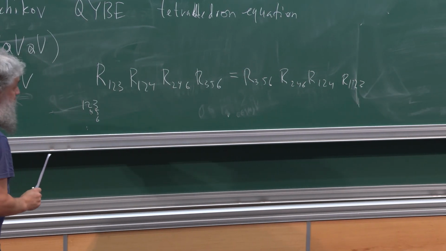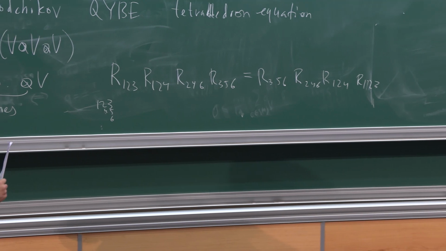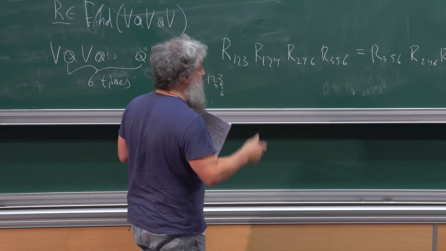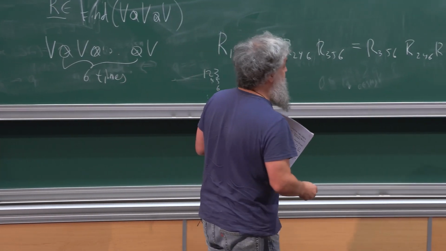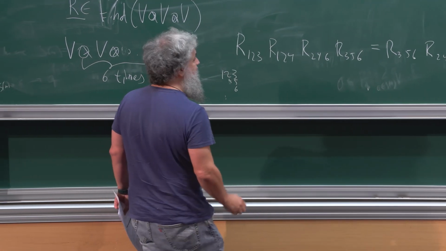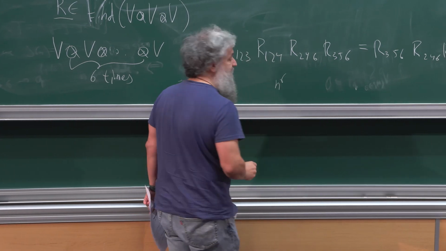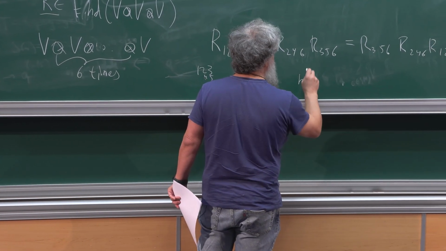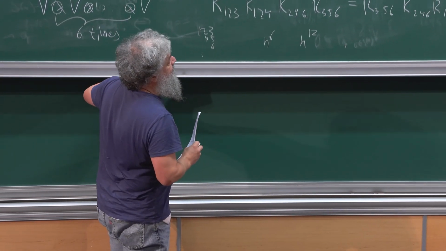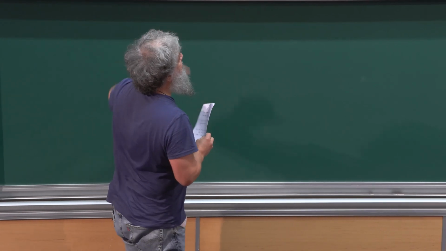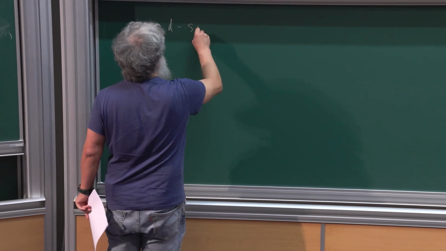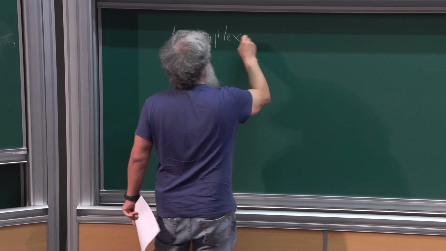And so he found a solution to such an equation. It is very non-trivial, because if the dimension of V is n, then you have n to the power 6 variables and n to the power 12 equations. Then a generalization of this equation for the d-simplex was considered, so it's called the d-simplex equation.